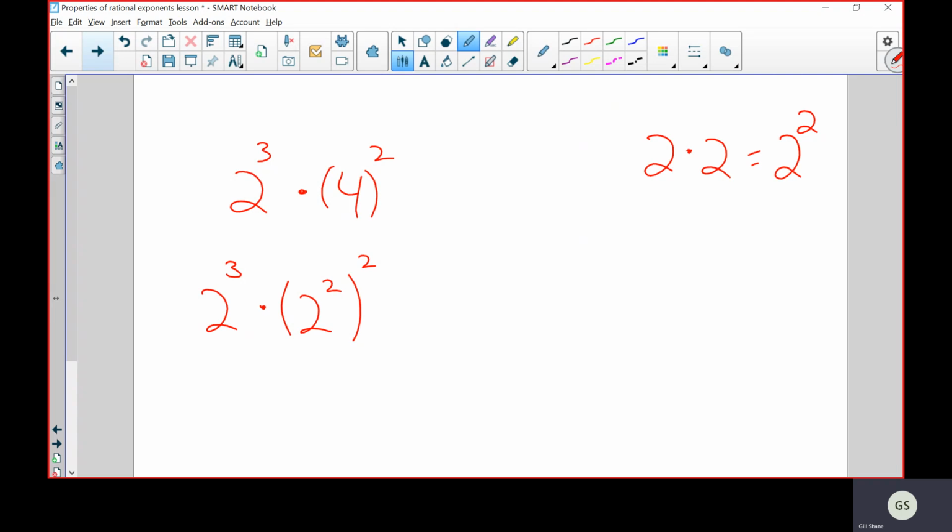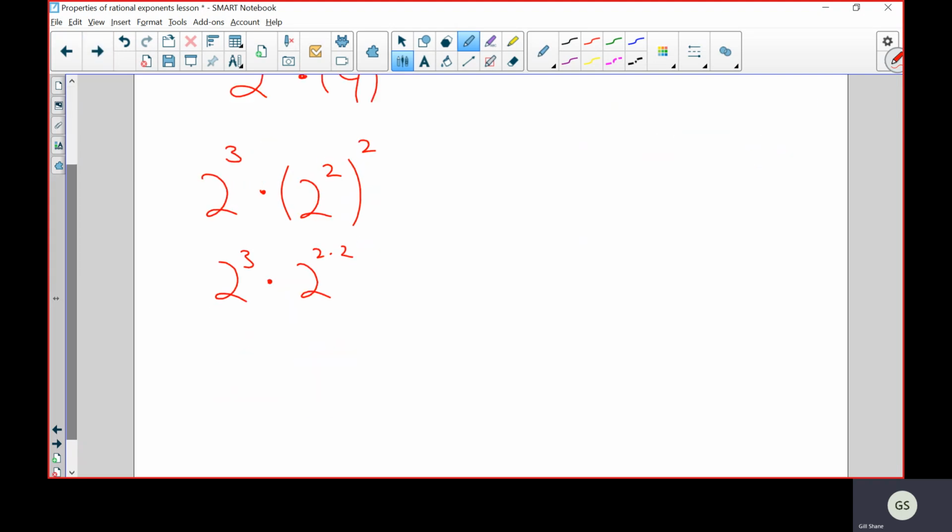I could say, well, this is really just 2 raised to the 4th because I multiply 2 times 2. So I have 2 to the 3rd. I guess I'll write it out: 2 to the 3rd times 2 to the 4th. Now I can just apply the normal product rule, add 3 plus 4.